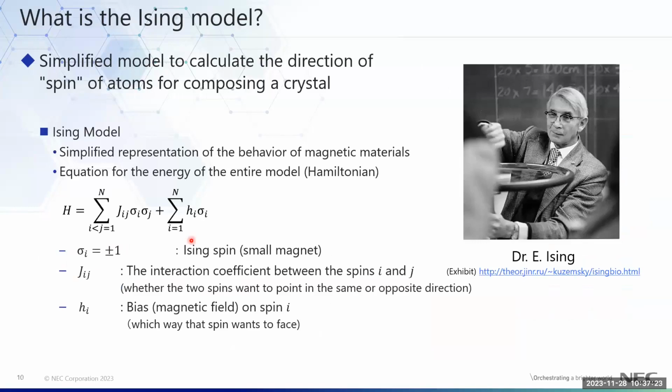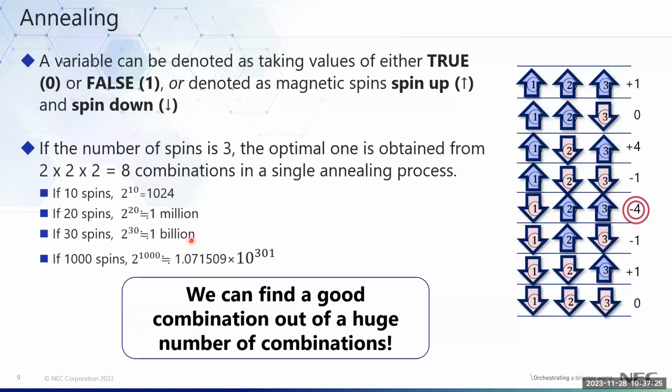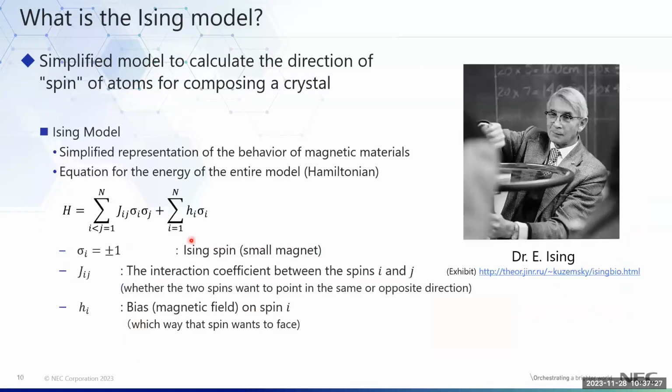To solve these problems, because we introduced the idea of magnetic spins on this slide, let's talk a little more about how these spins are represented. Dr. Ising is basically the scientist on whose name this model is represented. It's a very simplified model to calculate the direction of spin of atoms for composing a crystal. That was the contribution of Dr. Ising. And the Ising model is basically a very simplified representation of the behavior of magnetic materials.